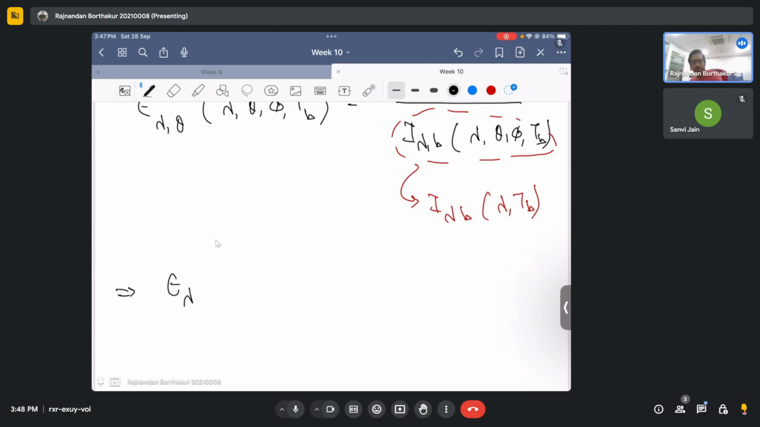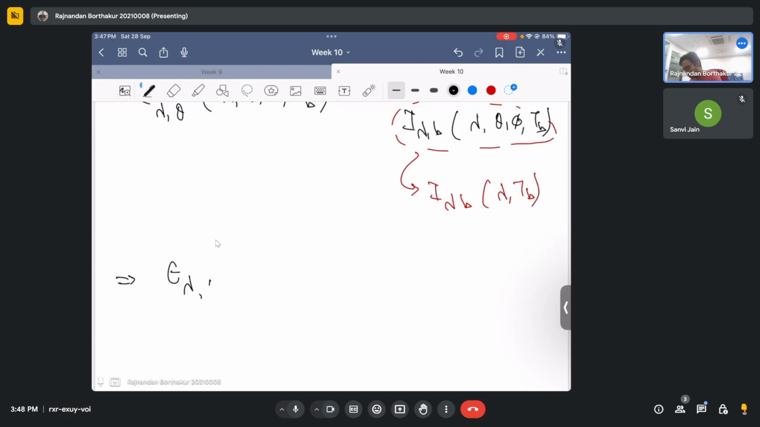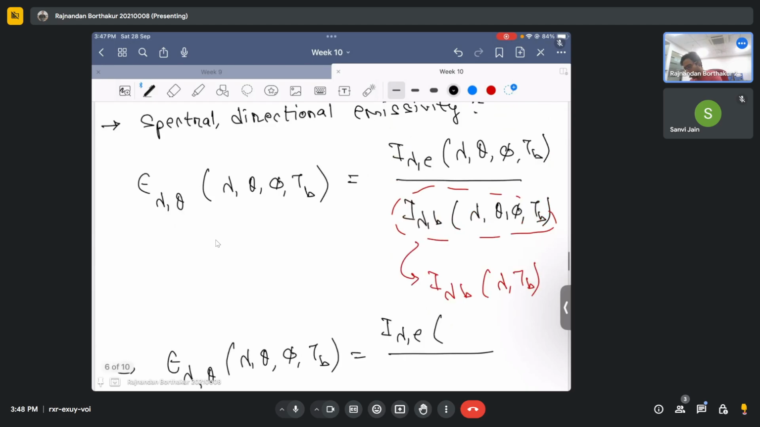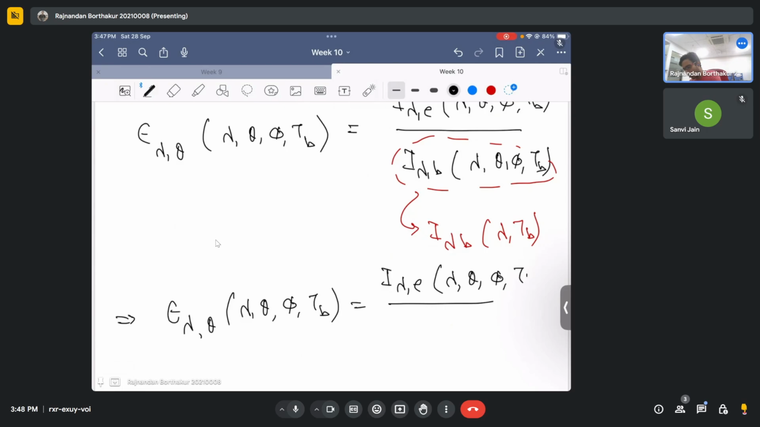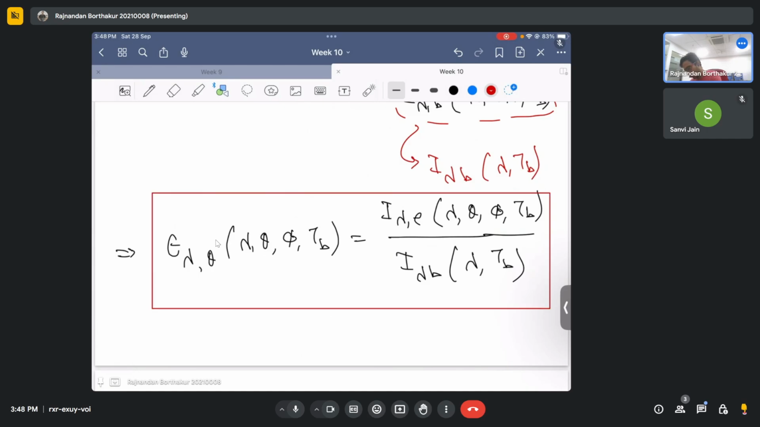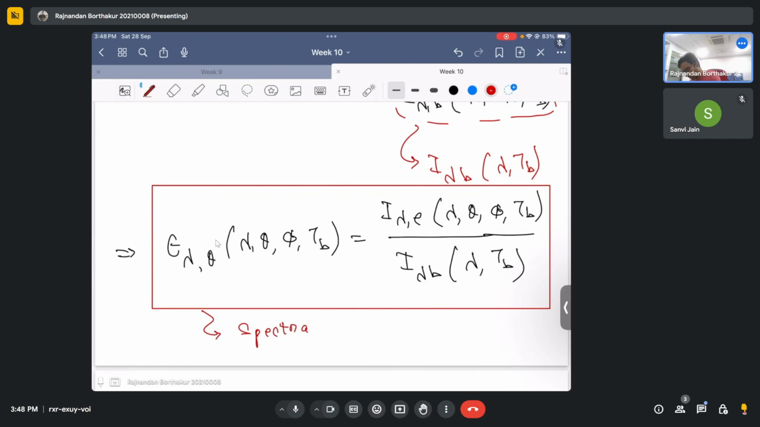So this means that I can write down the spectral directional emissivity, epsilon of lambda, theta, phi, Tb, as the intensity of radiation for a real body, which is of course a function of lambda, theta, phi and Tb, to the intensity of radiation of a black body, and this is of course a function of lambda and Tb. So this is the formal definition of something which is known as the spectral directional emissivity of a real surface. Okay. All right. So this, as I said, is known as your spectral directional emissivity.